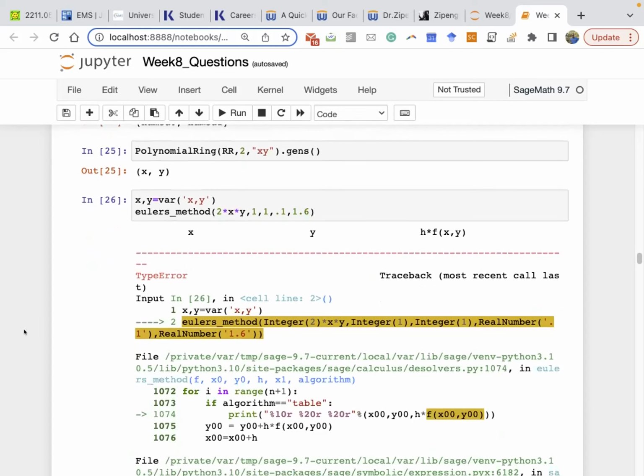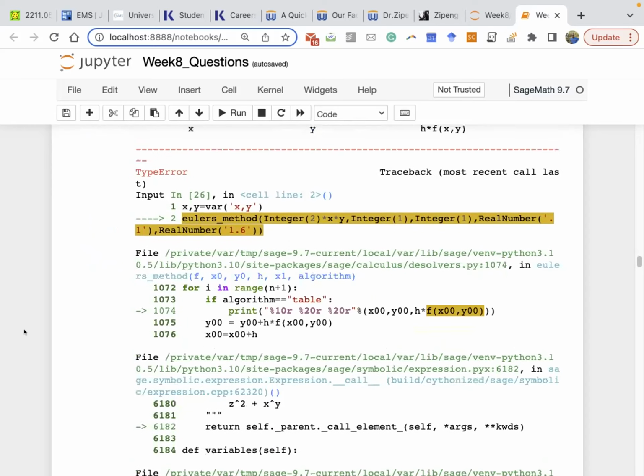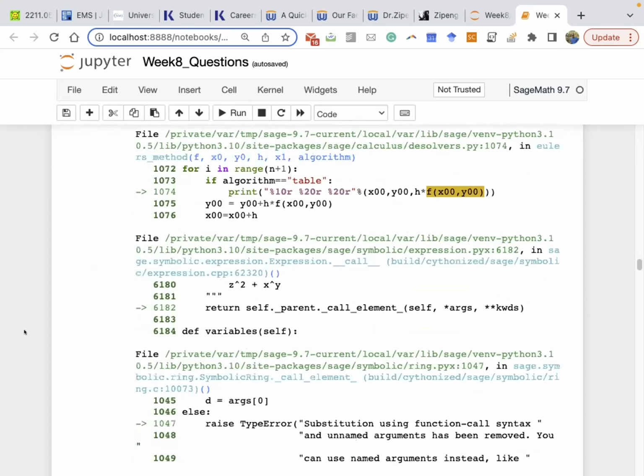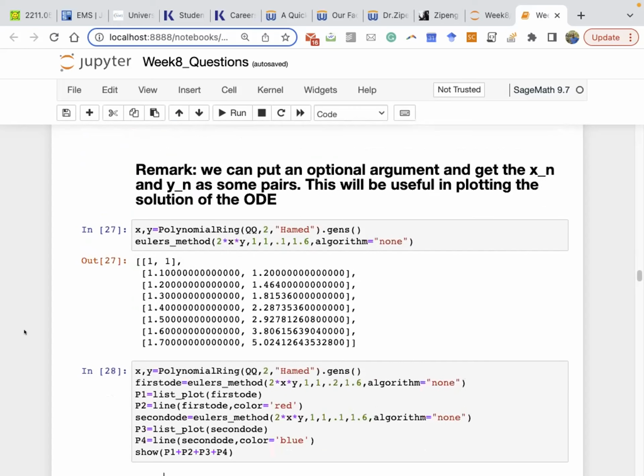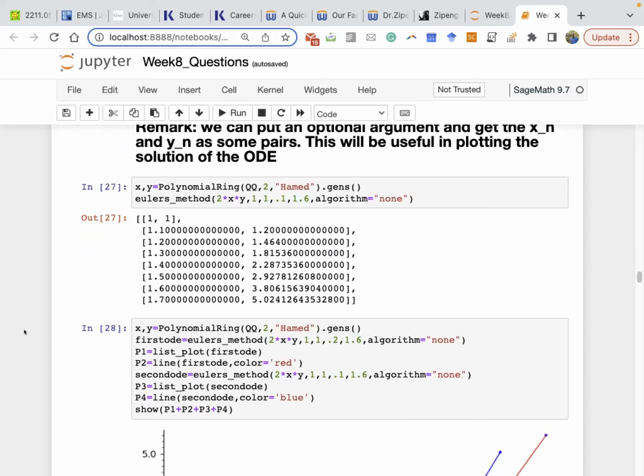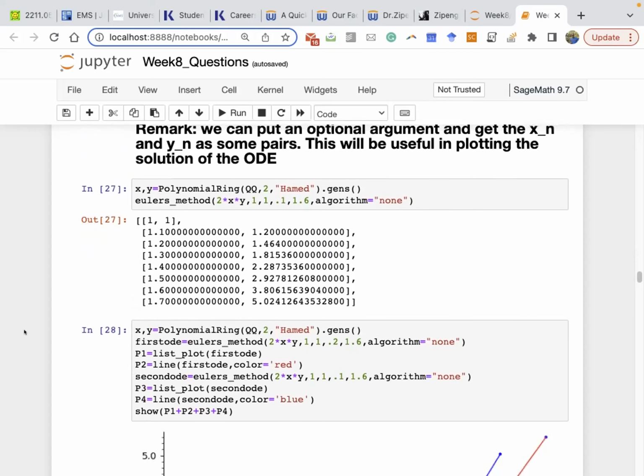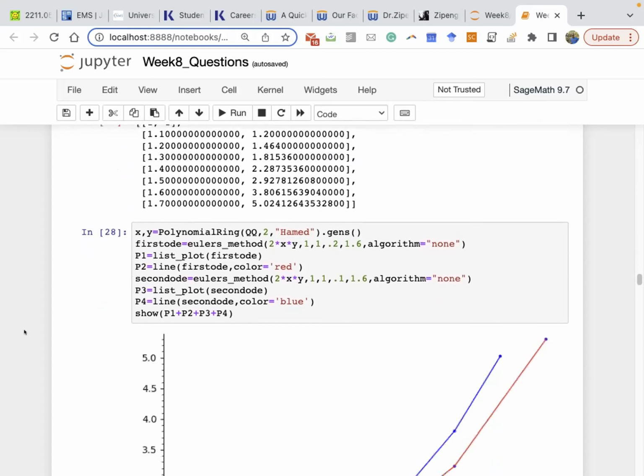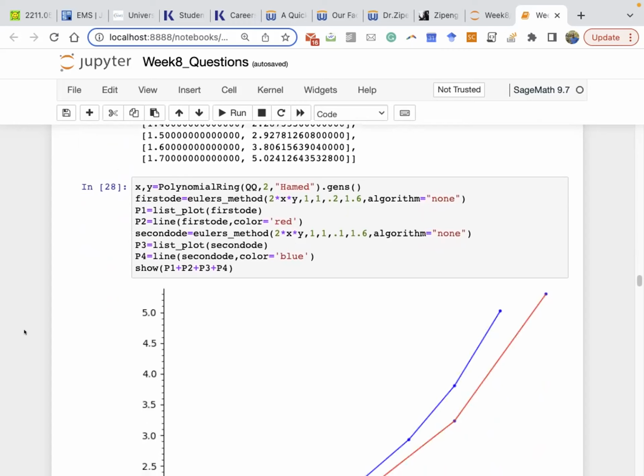So X, Y. All right. If you make a small mistake, you will have this nice message. Okay. Yeah. So if you set this algorithm equal to None, it will be X, Y. So you won't have extra stuff.